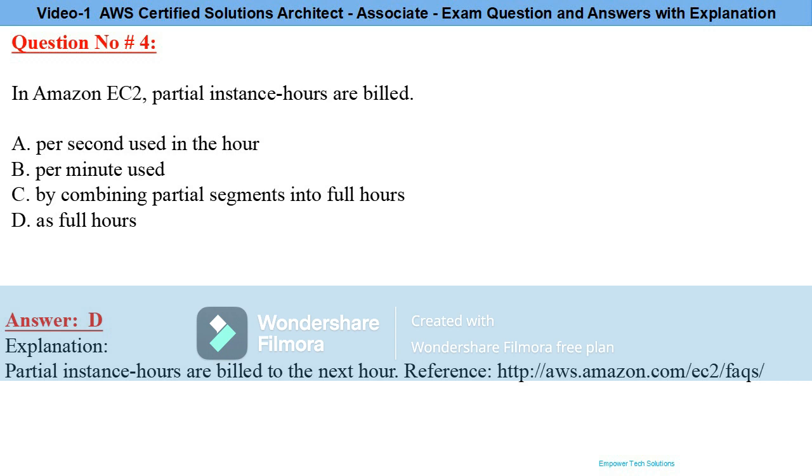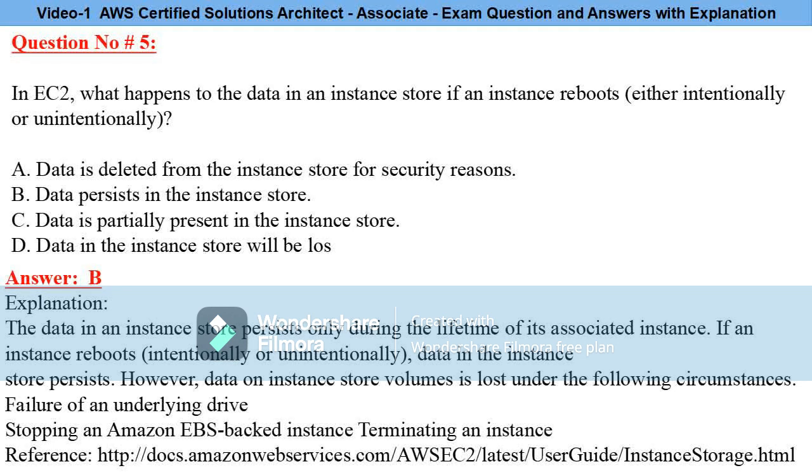For the fourth question: in Amazon EC2, partial instance hours are billed. For example, if you use 5 minutes or 10 minutes, they will charge you for a full hour, because partial instance hours are billed up to the next hour. For reference, you can go to aws.amazon.com EC2 frequently asked questions. Next, let's move to the fifth question.